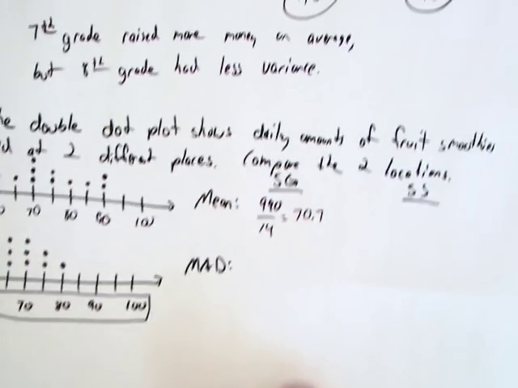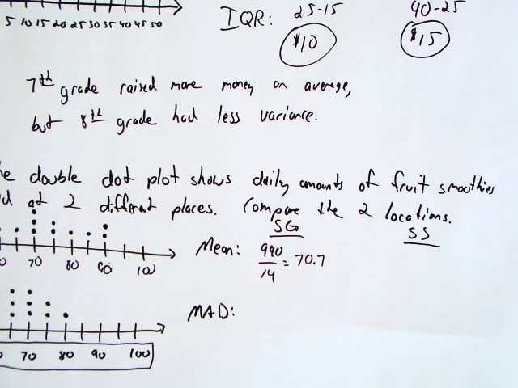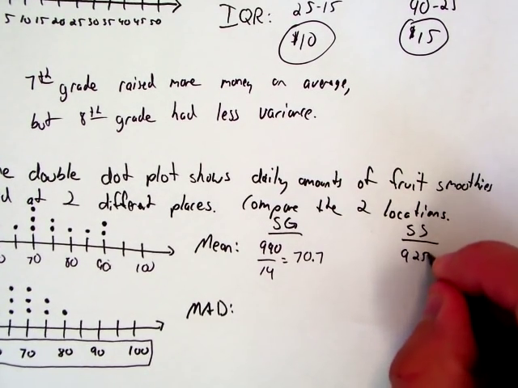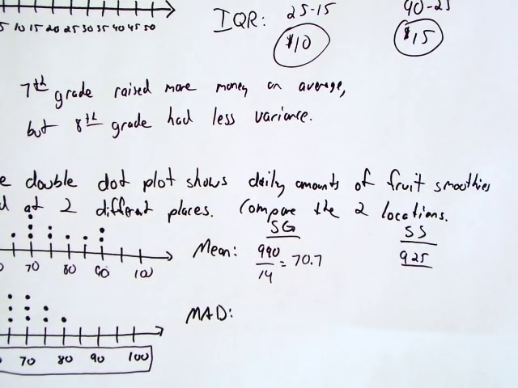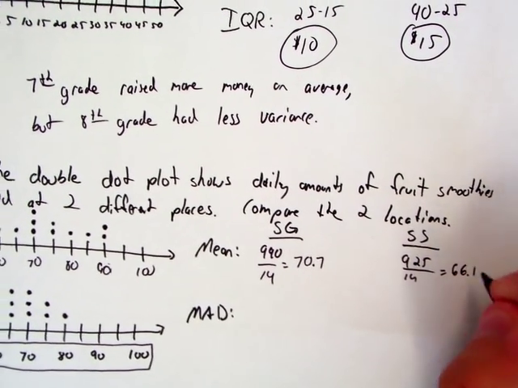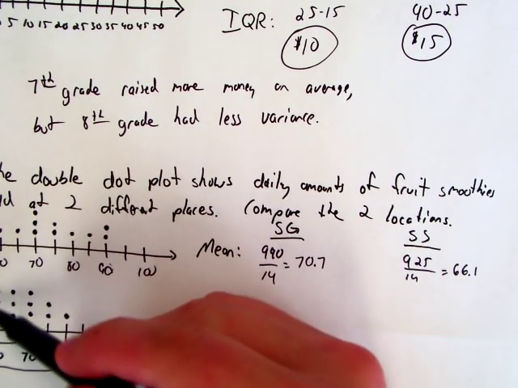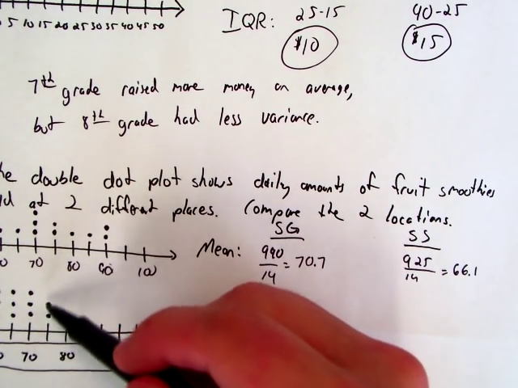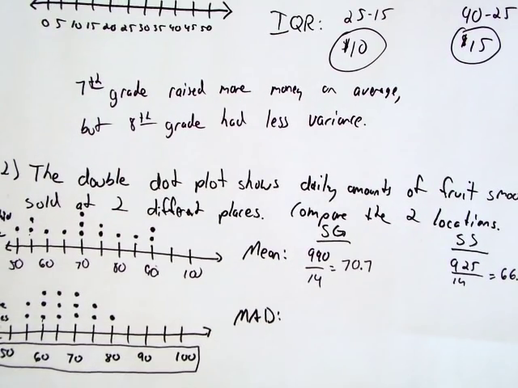Now if we look at Sunshine Smoothies, we have 2 55s, we have 3 60s, we have 3 65s, 3 70s, 2 75s, and an 80 for a total of 925. Divide that by 14 again, and we get 66.1, again, ish. So that is 14 points.